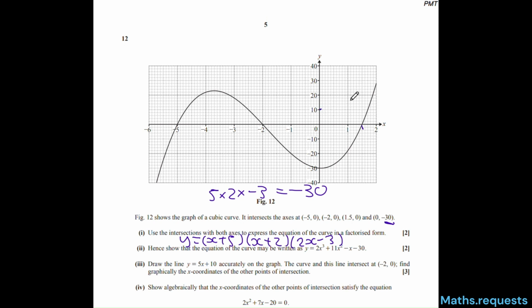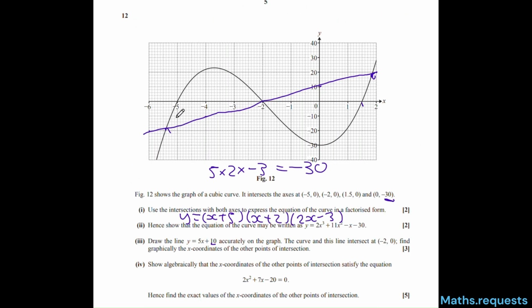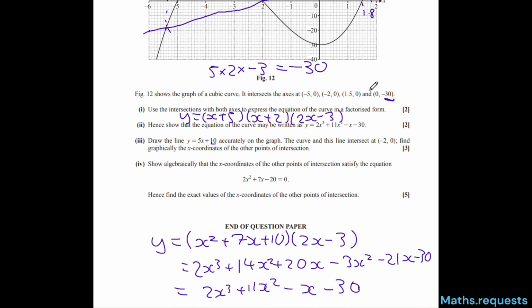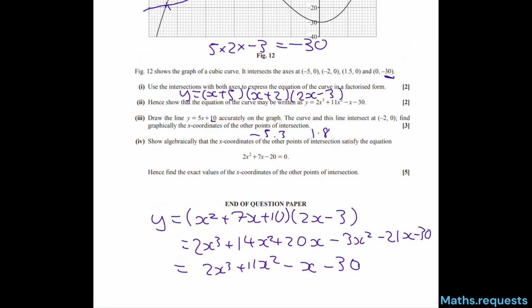So 5x plus 10, so that means it crosses the y-axis at 10. Then the gradient is 5. So just plot each point in its position and then draw an accurate line with a ruler. I do not have a ruler, so my line will not be accurate. However, it will look something like this. And then you should see on the graph where the 2 points are. I would say looking at this graph, the x coordinate for this is around minus 5.3, and then this one would be around 1.8. So my two values would be minus 5.3 and 1.8.